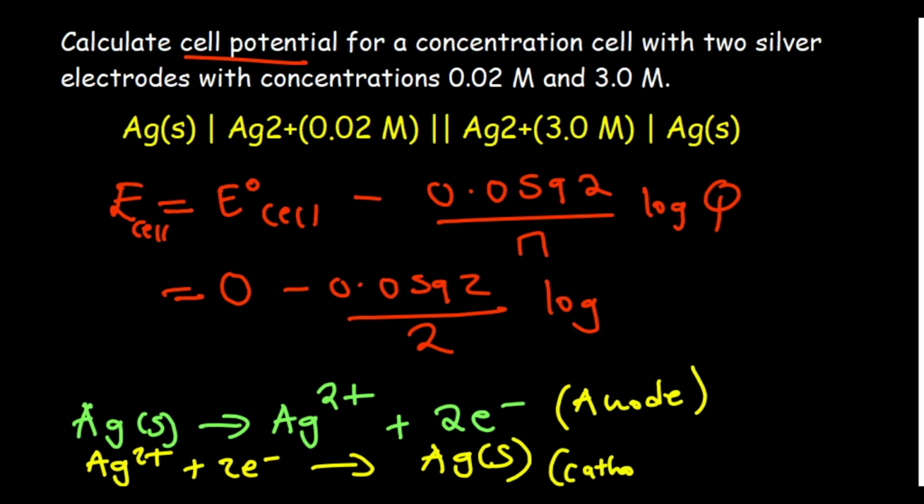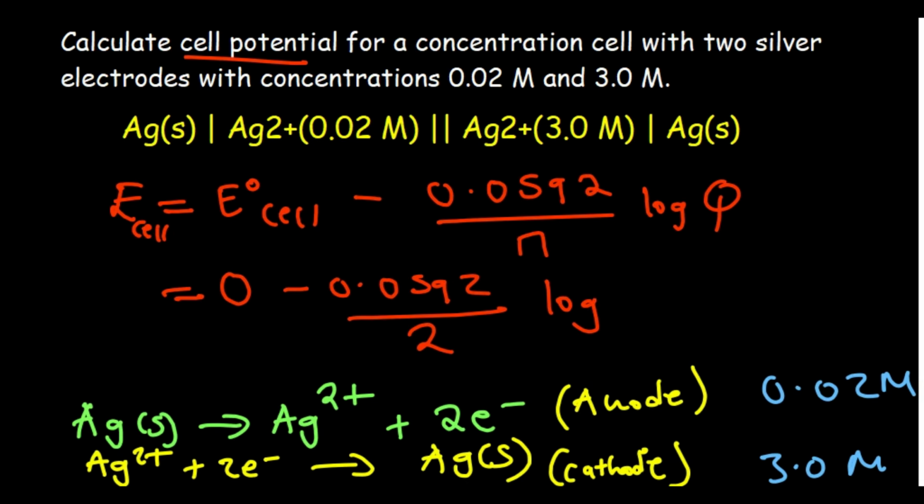Now what have we said? So we've said the anode is basically where we have got what? A lower concentration. So therefore, where we've got a lower concentration is where we have 0.02. And then the cathode is where we've got a higher concentration, 3.0 molar concentration. So what do we expect to have? Which one is the product? Which one is the reactant?